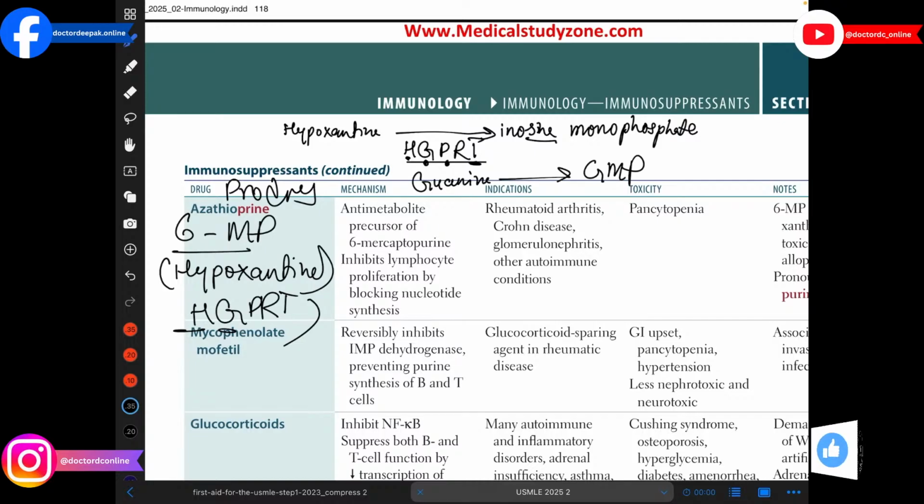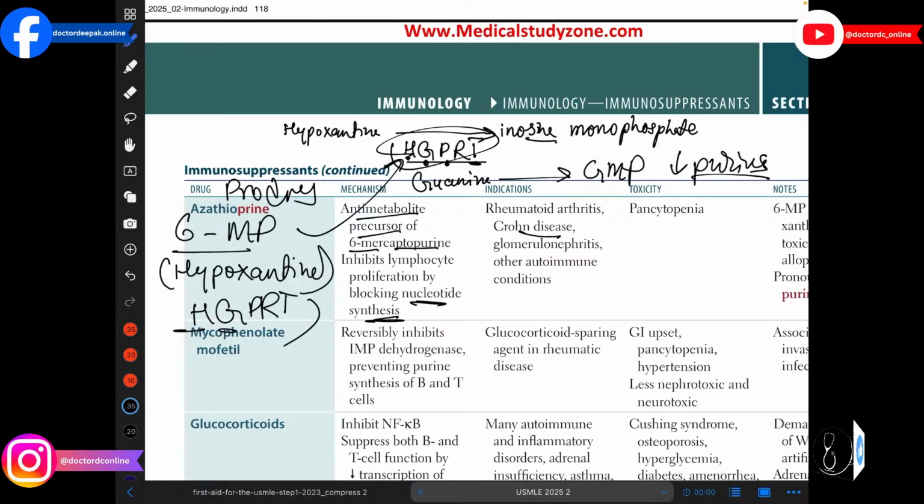When 6-mercaptopurine competes for binding to HGPRT, when this drug comes and competes with this enzyme, there will be a decrease in purines and a decrease in formation of new RNA and then proteins. So it is an anti-metabolite, a precursor of mercaptopurine, that inhibits lymphocyte proliferation by blocking nucleotide synthesis. It is used for rheumatoid arthritis, Crohn's disease, glomerulonephritis, and other autoimmune conditions.